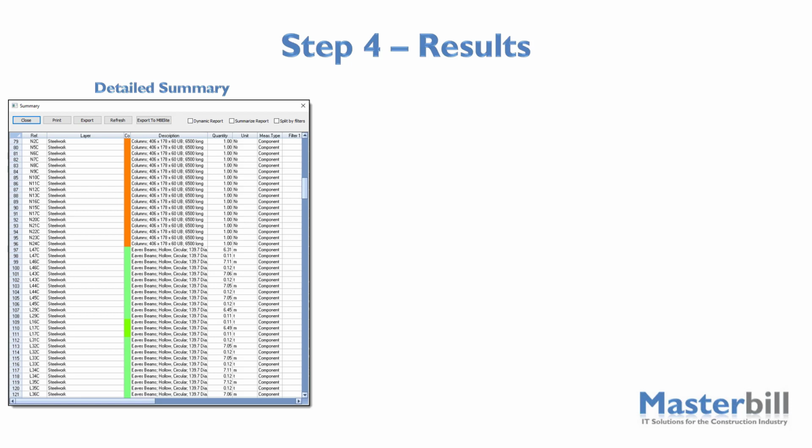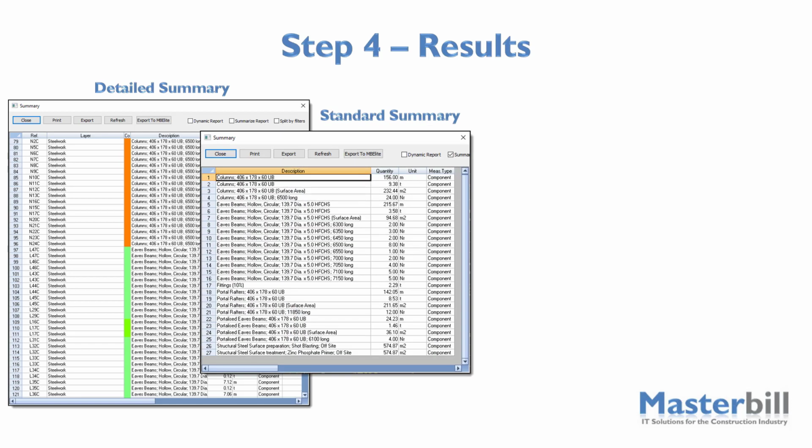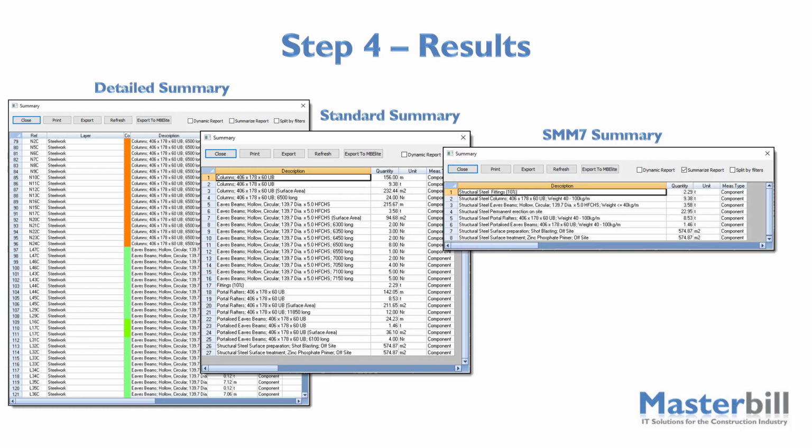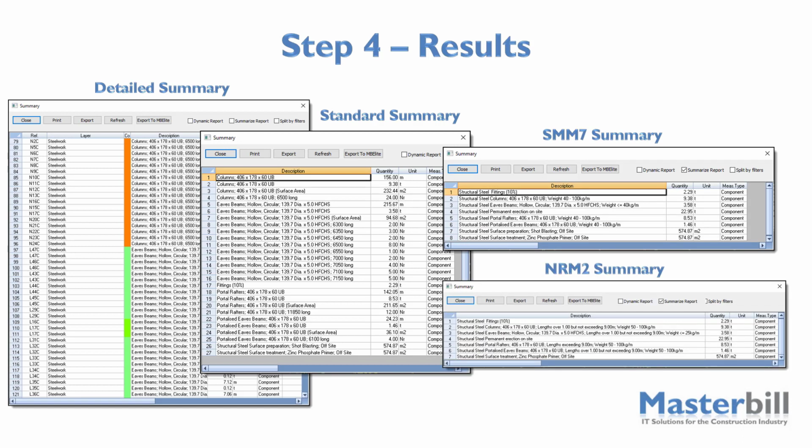We can summarise this further to see the total quantities measured for each type of member. We can also generate a summary based on SMM7 descriptions or NRM2 descriptions. Once we've generated our results, it's just a simple click to export them to Excel or Masterbility.